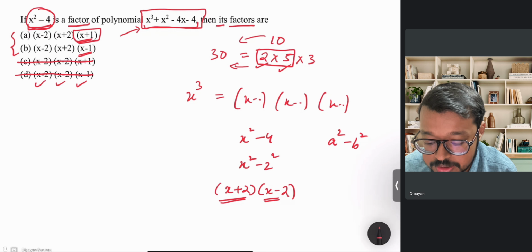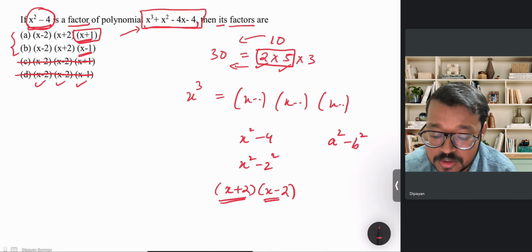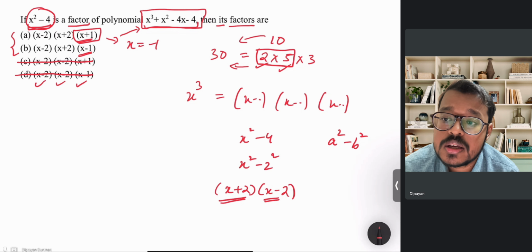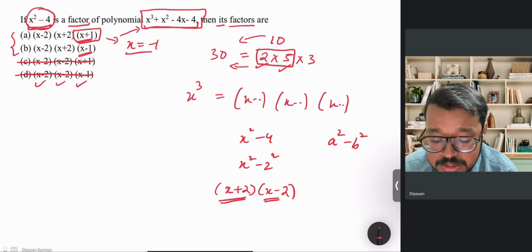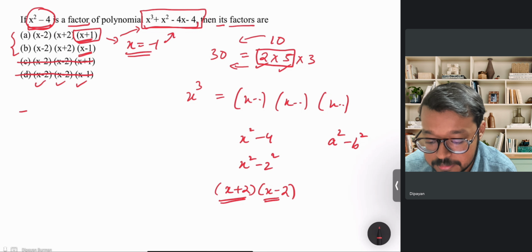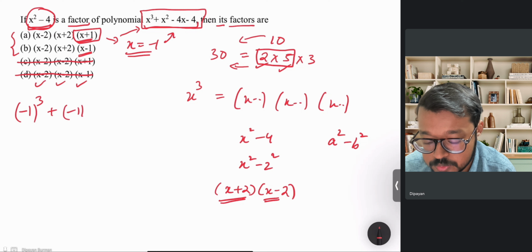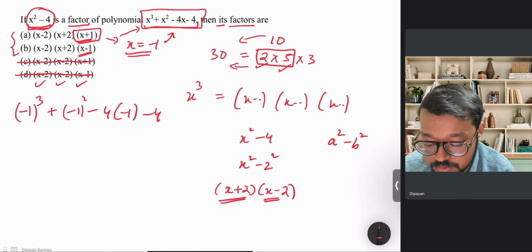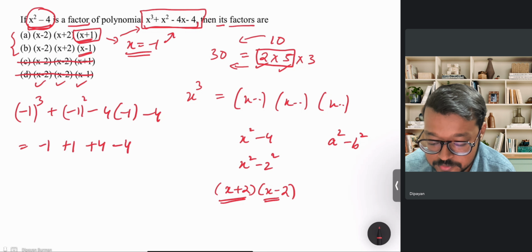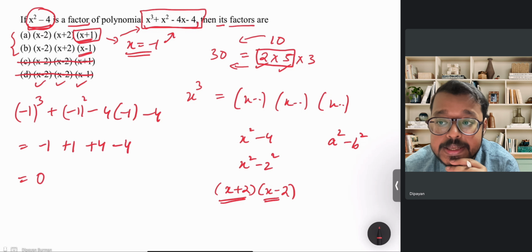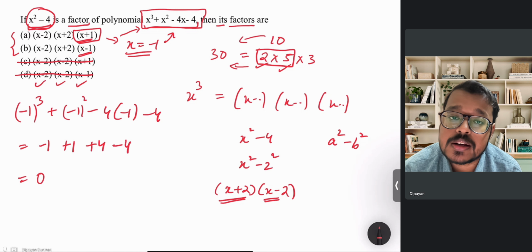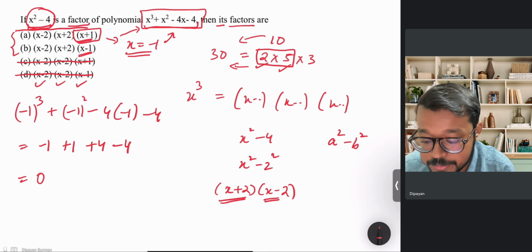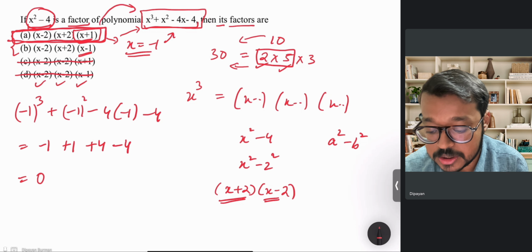If I take x plus 1, for what value of x is x plus 1 equal to 0? For x equal to minus 1, the polynomial x plus 1 is 0. So if I substitute x equal to minus 1 in the cubic polynomial, I will get minus 1 cube plus minus 1 square minus 4 into minus 1 minus 4. And if I evaluate this, this is minus 1 plus 1 plus 4 minus 4. So it becomes 0. So that means x plus 1 is definitely a factor of the cubic polynomial. So that means the entire option A is the factorization for the cubic polynomial. So option A is correct.